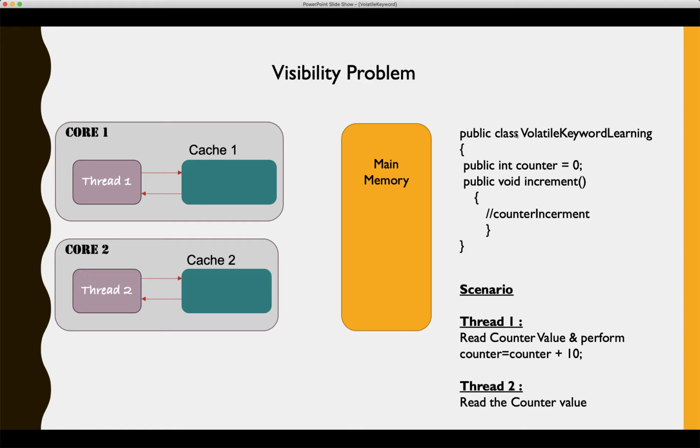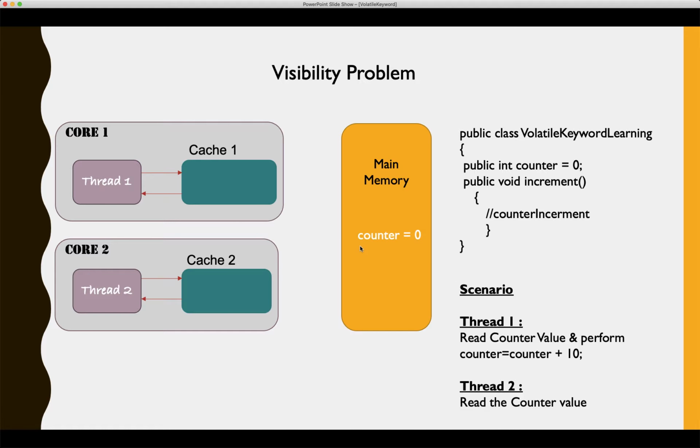Here I have one class, VolatileKeywordLearning. In this class I have one variable, int counter equals 0, and I have one method, increment. In my increment method there will be some logic. So this is the scenario that I have taken. In scenario 1, thread 1 reads the counter value and performs counter = counter + 10, whereas thread 2 just reads the counter value from main memory from time to time.